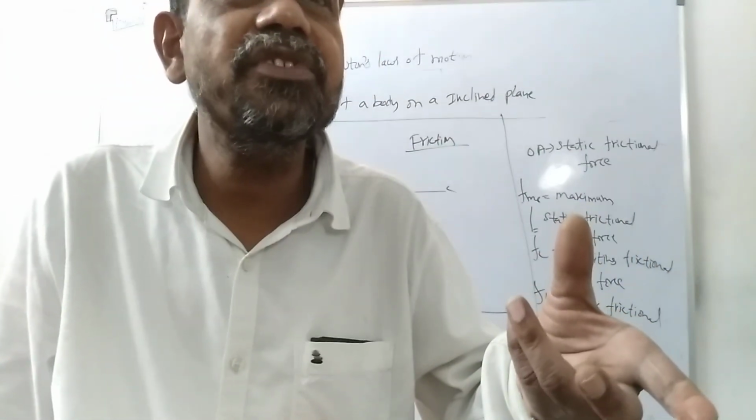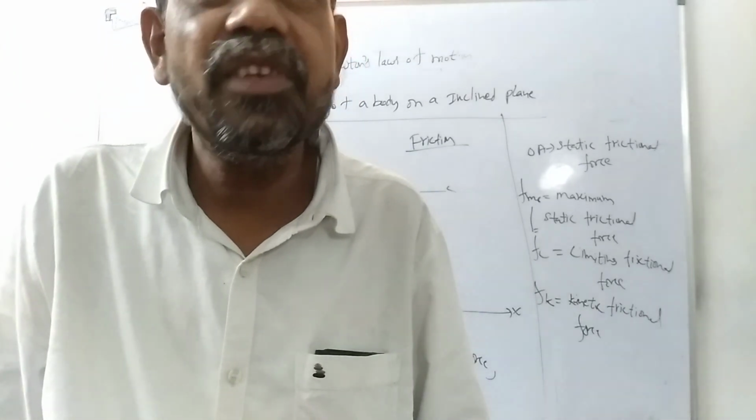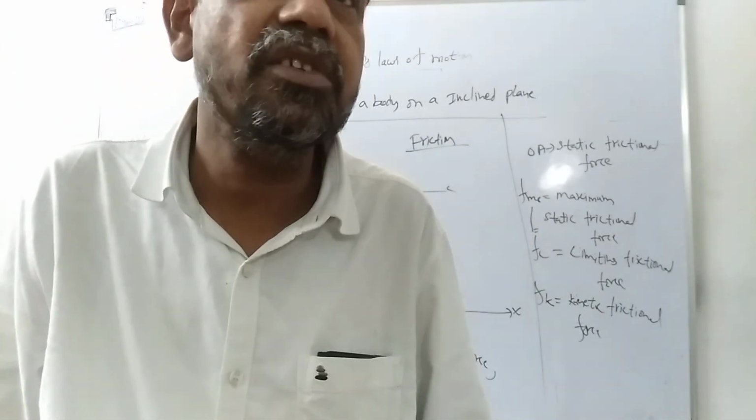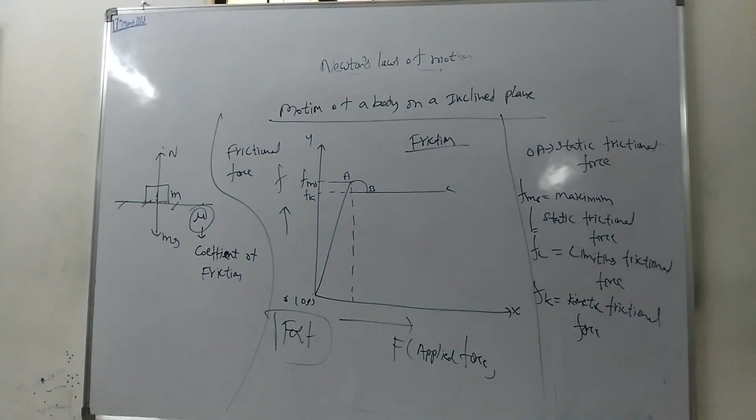Similarly, when one body is rolling on the surface, the force that exists is called rolling frictional force. These are all the various kinds of frictional forces.